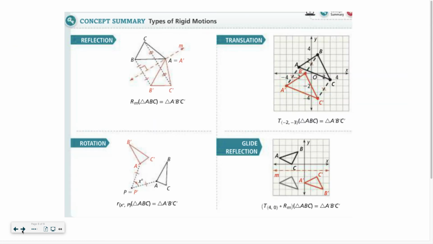All right, and here's a nice little concept summary to help you keep track of all of these types of rigid motions. So we have those reflections, rotations, translations, and then our glide reflections, okay?